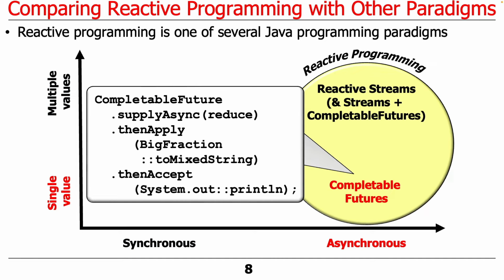The next model is asynchronous single value. And this is what's supported with Java completable futures. So if you think about Java completable futures out of the box, here's a simple example we looked at a number of times.